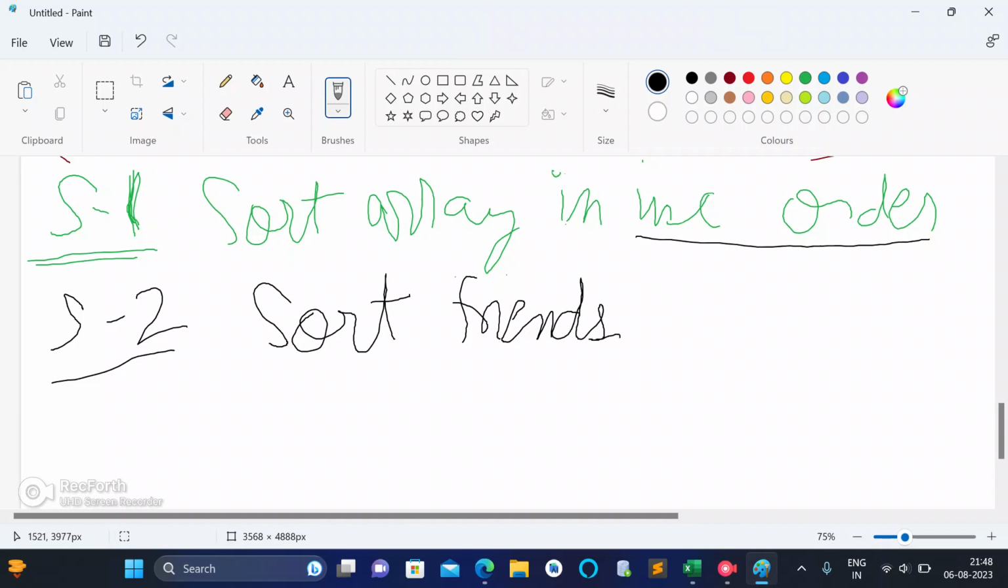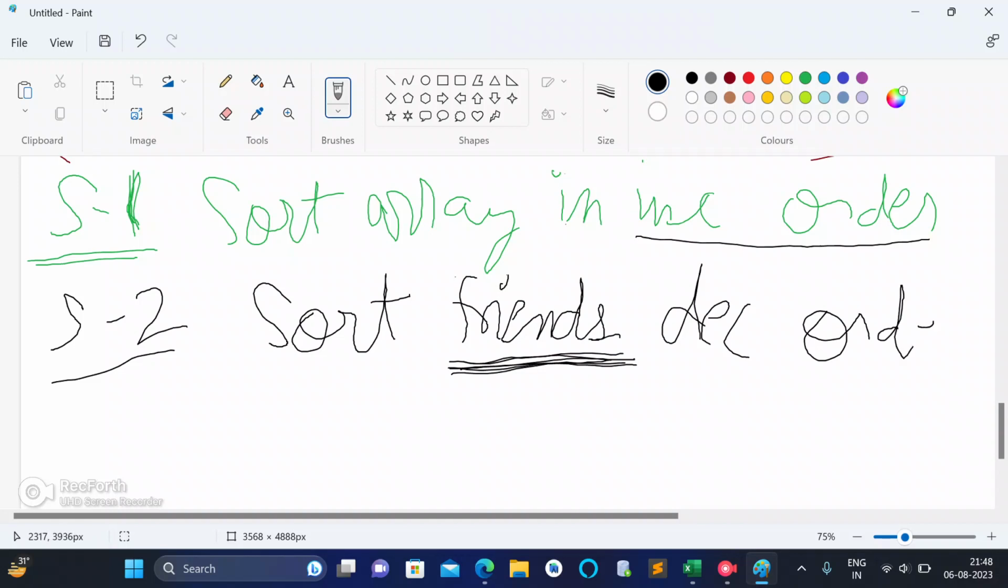Step 2, you have to sort the friends array. Another array which you are given is that the first friend wants this many numbers, the second friend wants this many numbers, the third friend wants this many numbers. The naming convention I am giving to that array is friends. So you are actually given two arrays. One array is the array which contains numbers, and the other array is the array which contains the number of numbers which each friend wants. Suppose the ith friend wants 5 numbers, the i plus 1 friend wants 6 numbers. So let's say I named that given array as the friends array.